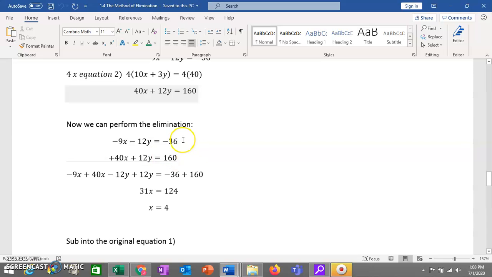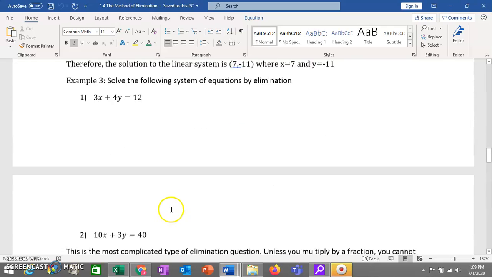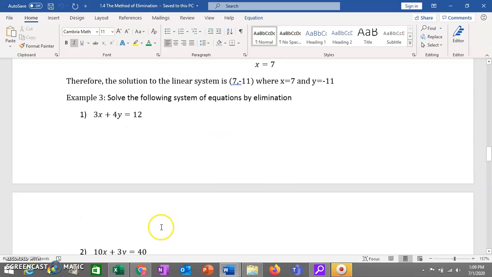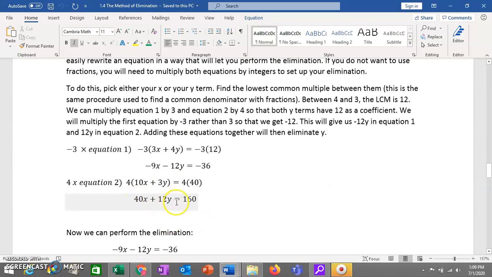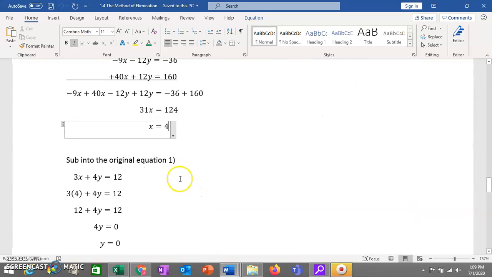We add these two equations together, and we end up with 31x is equal to 124. It turns out that 124 is divisible by 31. You get x equals 4. And so, again, you're done with elimination, and you just take that 4 for x, and you sub it into either one of these equations. You can use the new equations that you made here if you want to, the 40x plus 12y equals 160. If you want, you can go back to your original equations. It doesn't matter. All of those equations should give you the same answer.